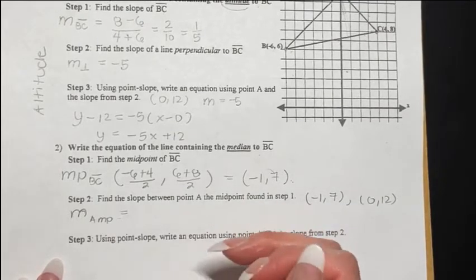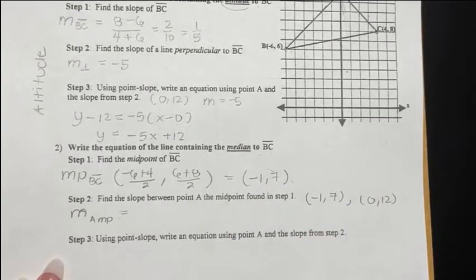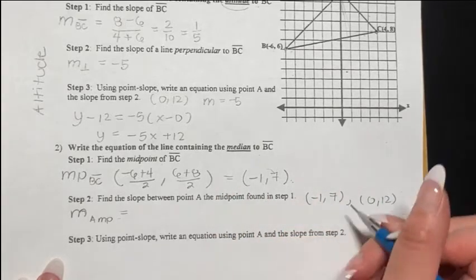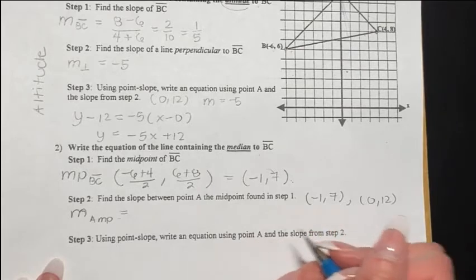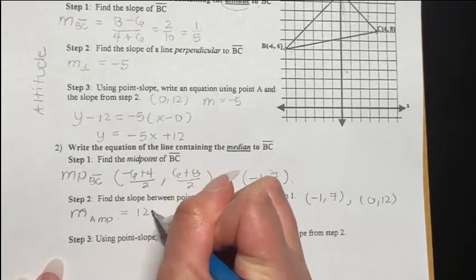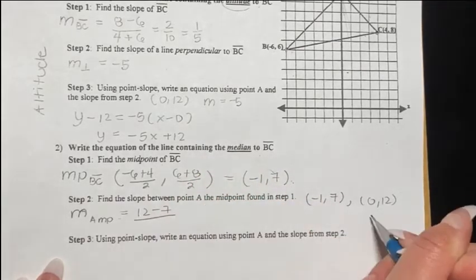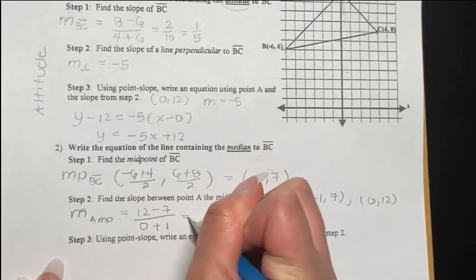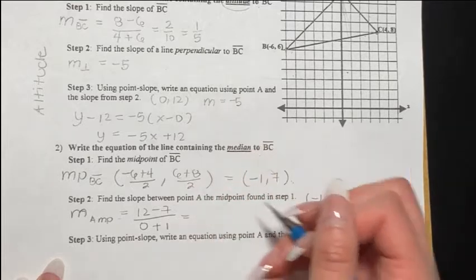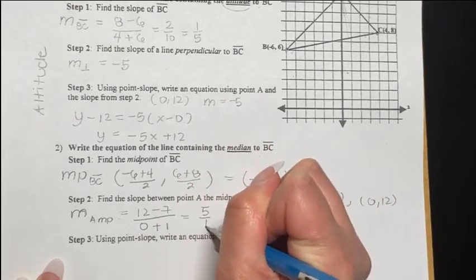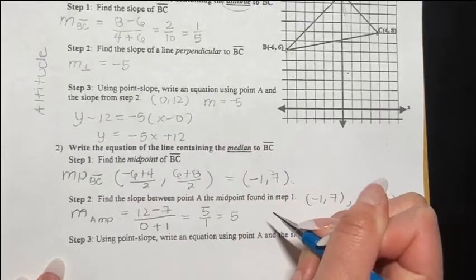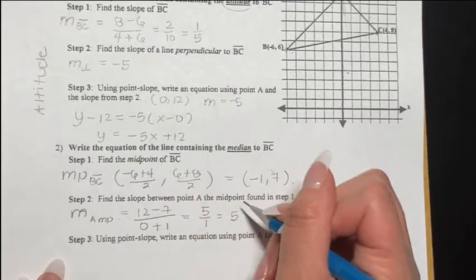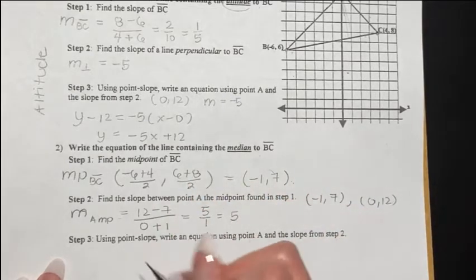So what are you going to do here? Well, pretty easy. You know that the slope between these 2 points is going to be 12 minus 7 divided by 0 minus -1. This is equal to 5 divided by 1, which is 5. So the slope for this situation is going to be 5.